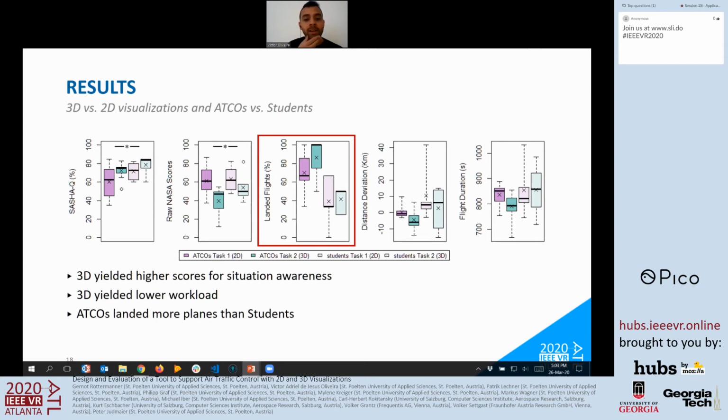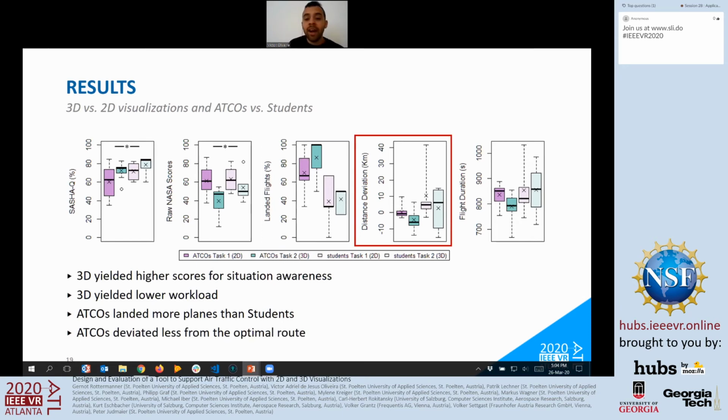When it comes to performance, the number of landed flights normalized according to the data used. We could see that the HCOs landed more planes than the students, as expected, and they also deviated less from the optimal route that could be calculated from the simulator. We could not see any differences for the flight duration.